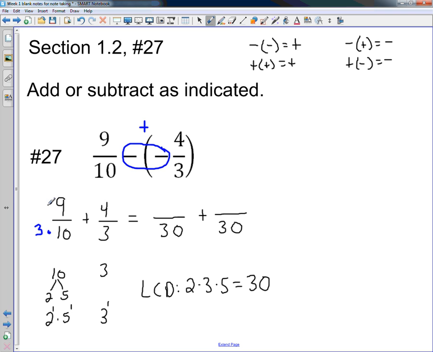Well, I'm allowed to do that if I do that to the numerator as well. So if you notice, 3 over 3 is just 1. So all we're doing is multiplying this by 1, which doesn't change the value, just changes the way it looks. So 3 times 9 is 27. So that's my new numerator. Repeat the process for 4/3. Again, how am I going to get from 3 to 30? I'm going to multiply by 10. And again, I'm allowed to do that as long as I multiply the top.